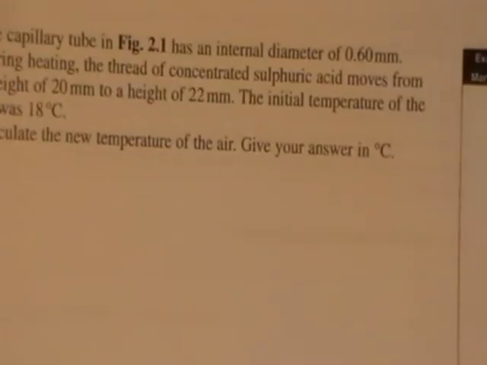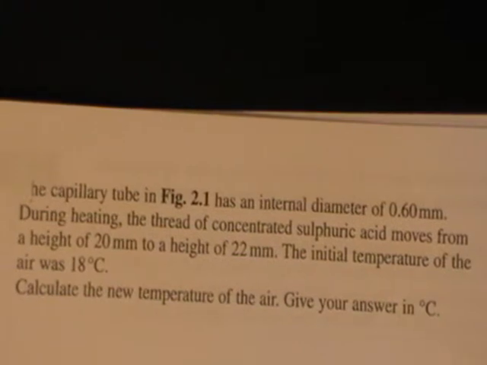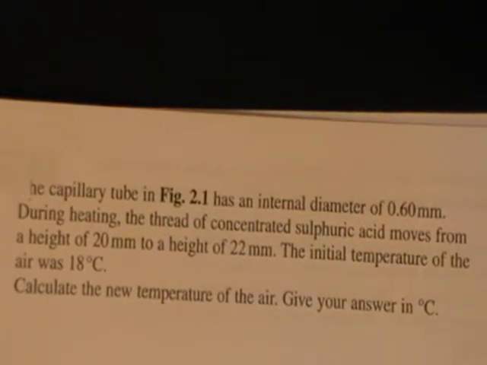So then we have, in the capillary tube, an internal diameter of 0.6 millimeters. During heating, the thread of concentrated sulfuric acid moves from a height of 20 to a height of 22. The initial temperature of the air was 18. Calculate the new temperature, giving your answer in degrees Celsius.